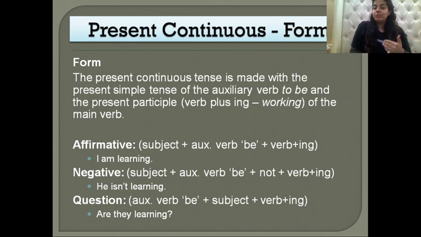And then when I have to make it negative, I will say, I am not learning. He is learning. He is not learning. She is learning. She is not learning. They are learning. So I use are with they. We use are with we. Are they learning? This is the way I form an interrogative sentence. What am I doing? I'm picking up the helping verb and putting it in the beginning.